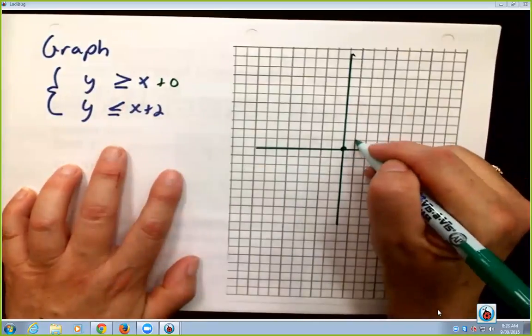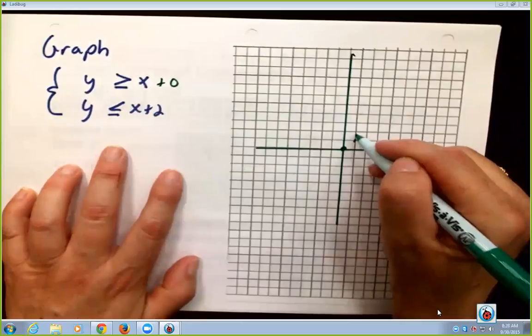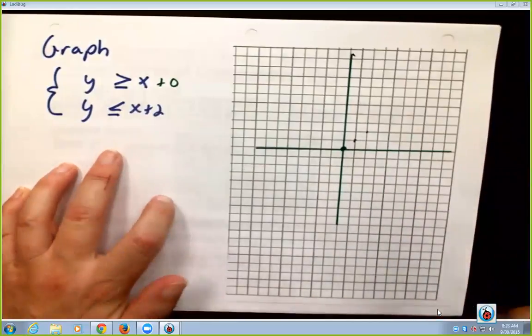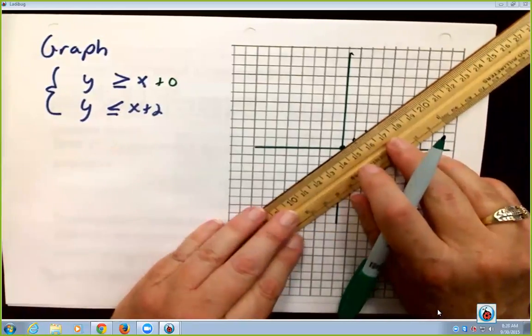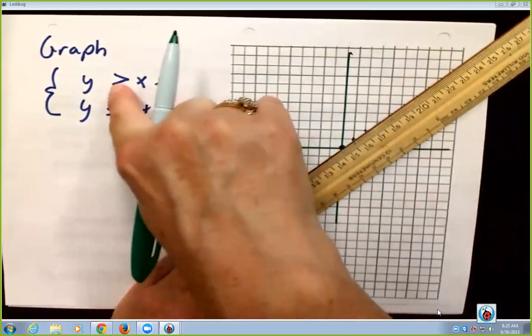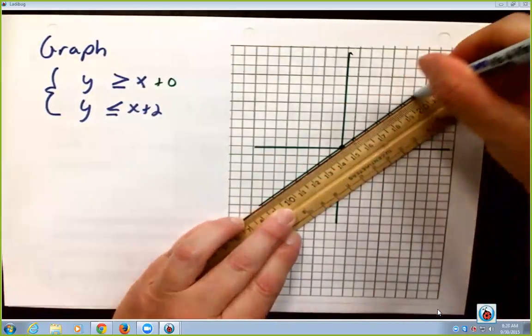Slope says go up 1 and over 1. And if you're doing this on paper, you can go up 1 and over 1 as many times as you'd like. And then you would draw in your line. Since it's got an equals, it's solid.